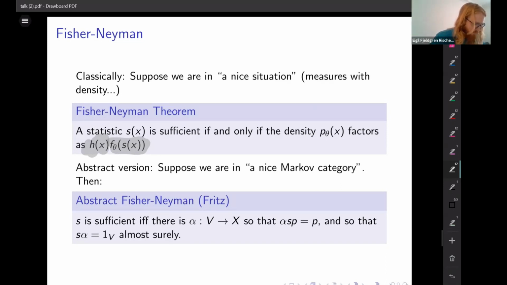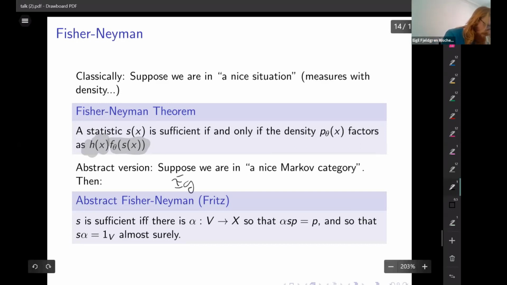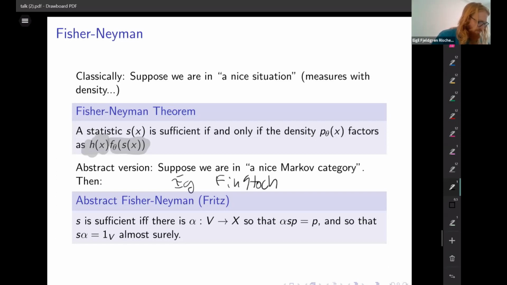Okay, so then the abstract version of this is a very symbolic thing. It says if we're in a nice Markov category, which is a little bit technical to define, for instance Stoch, which is the basic example, then we have this abstract version of this theorem: it's sufficient if and only if there's an inverse from V to X that is a section of S, or an almost sure section of S, and that satisfies this equation, alpha S P is P.